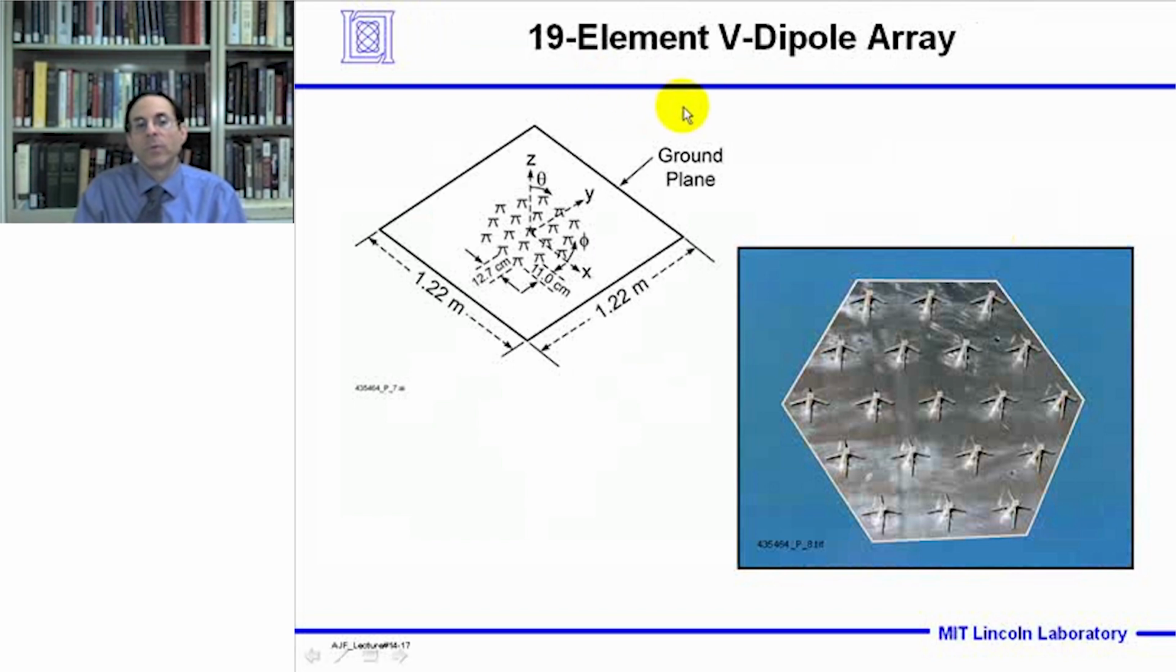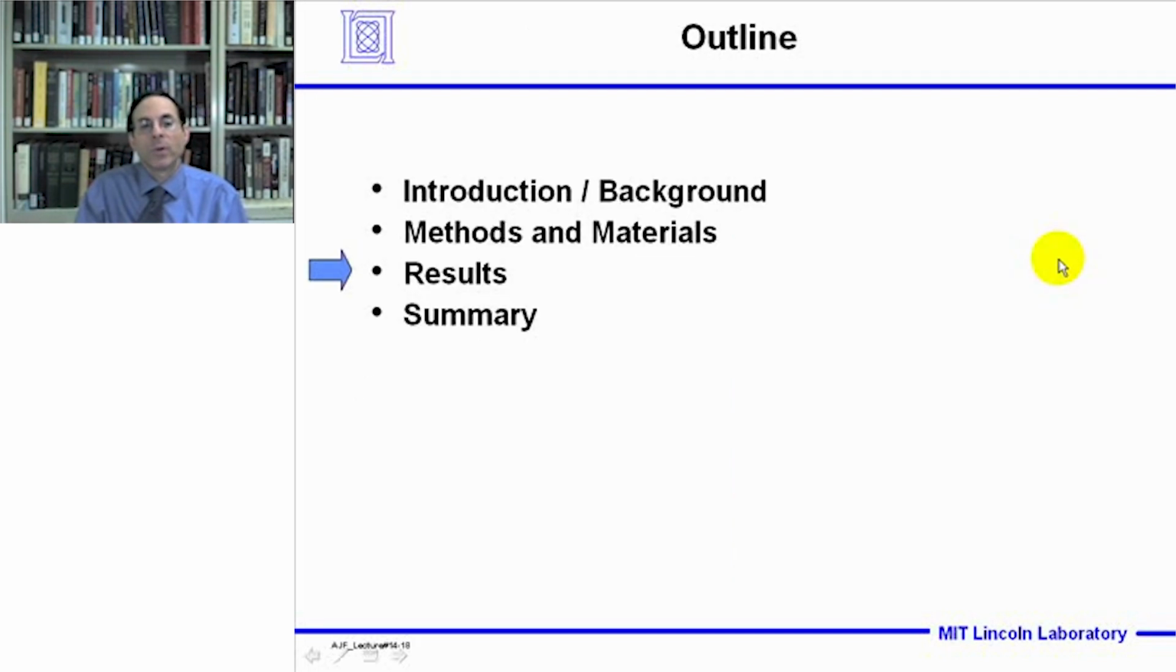Now, this slide shows the 19-element V-dipole array that was fabricated. It's in a hexagonal lattice. The array was located at the center of a 1.22 meter ground plane, and mutual coupling measurements between the dipoles were conducted, and element gain patterns were also measured. So let's show some results.